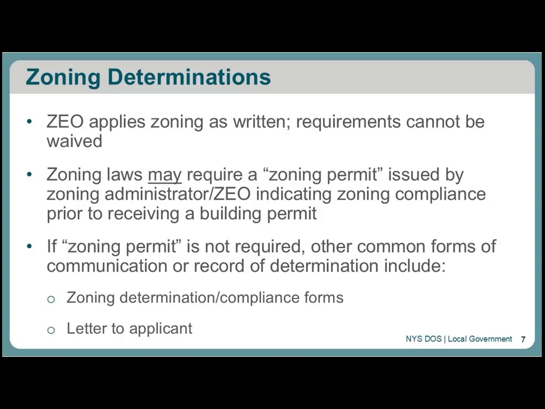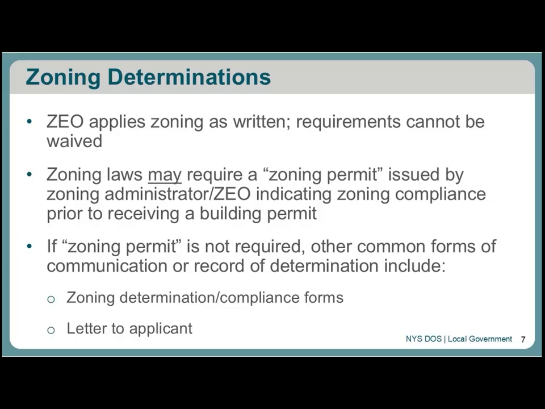In terms of what the zoning determinations look like, your local law may have a zoning permit process whereby that zoning administrator is going to actually issue a zoning permit. A lot of zoning laws and ordinances do not have that provision, and if you don't have that provision or some other one written into your local law, then it's really up to your community what instrument is used to provide those zoning determinations. But it does have to be something written.